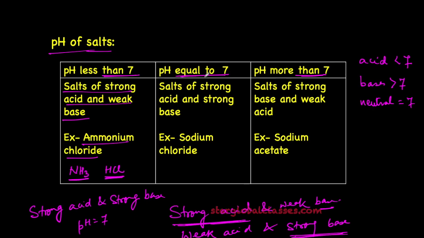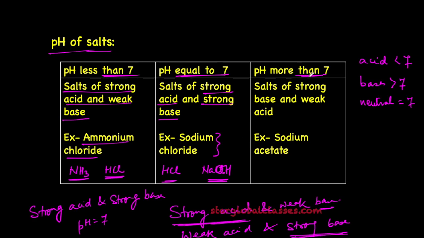If pH is equal to 7, the salt is made up of a strong acid and a strong base. Sodium chloride is a very good example. It is made up of HCl, strong acid, and sodium hydroxide, strong base. So a strong acid and a strong base makes sodium chloride. So the pH is equal to 7, neither toward the acid side nor toward the base side.